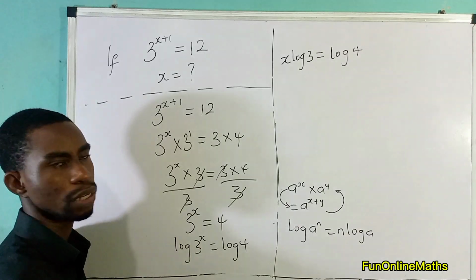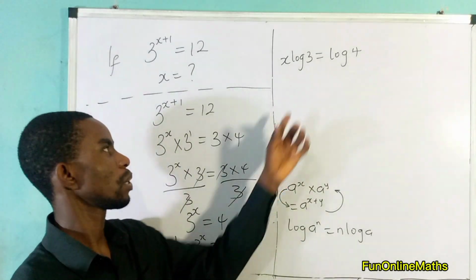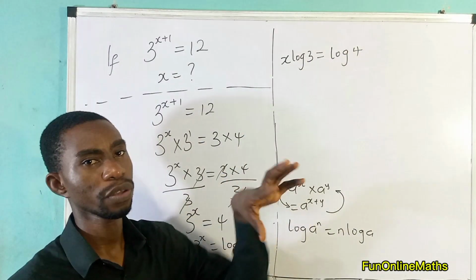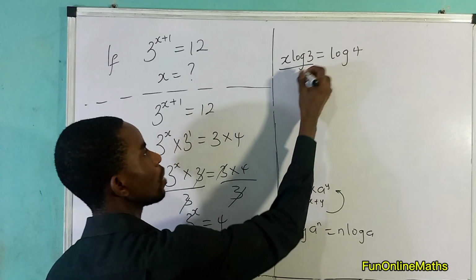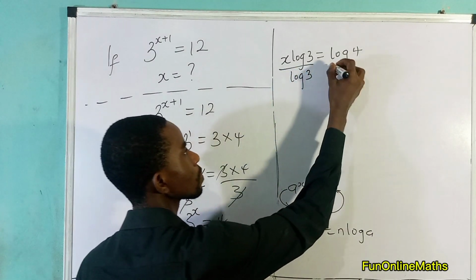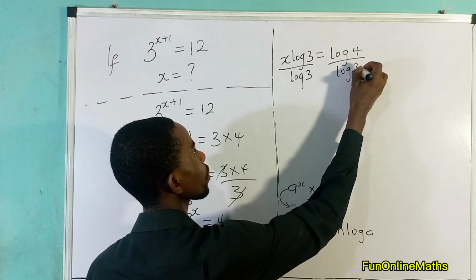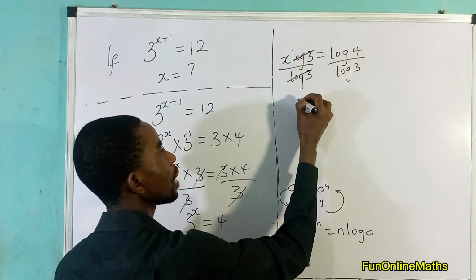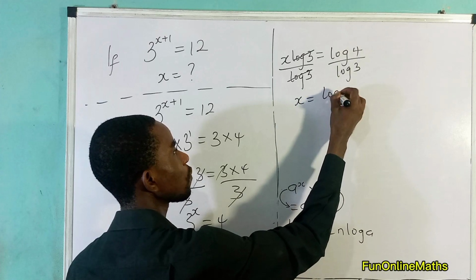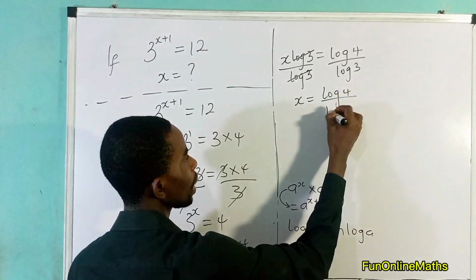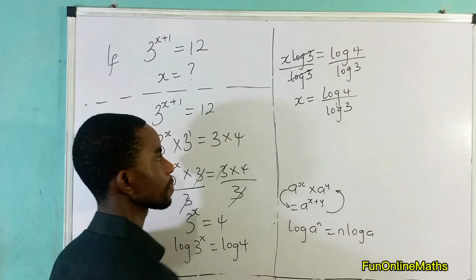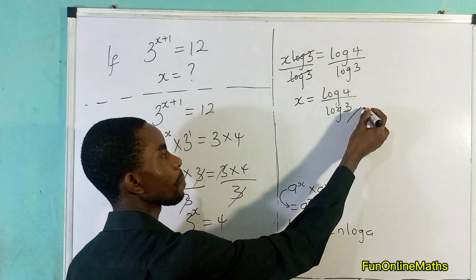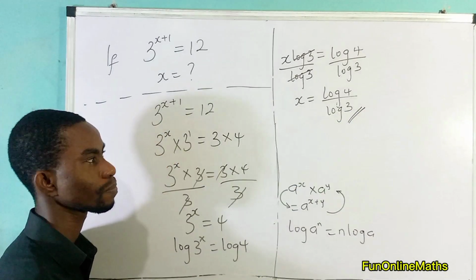Now, to get the value of x will be easy now because I can divide both sides by log 3. So divide this by log 3, divide this by log 3. This will cancel this, and then we have x equals log 4 divided by log 3. So this will be the final solution.